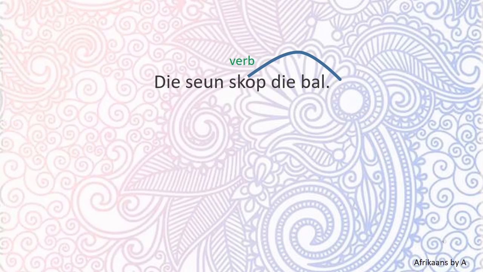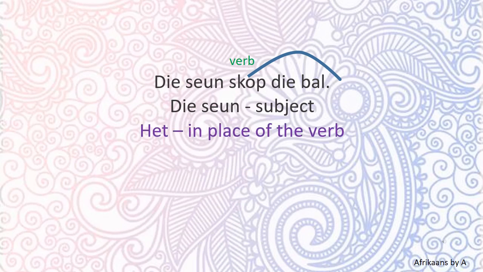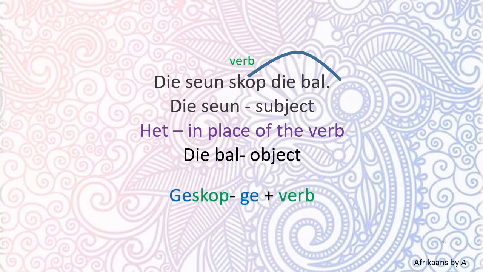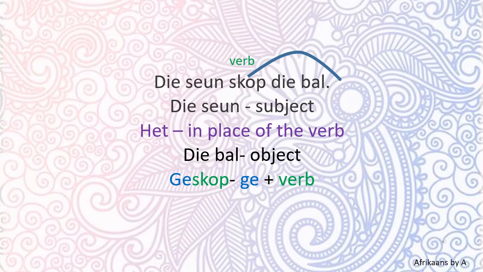Okay, now I start answering. So I start by writing my sentence. Die seun. I will no longer have skop there because I'm going to move skop. In place of that, I will have my het. So het, which will go in place of the verb. I then have the rest of my sentence, die bal. And finally, I have my verb with my ge. So, ge skop. And at the end, my answer would be, die seun het die bal geskop.